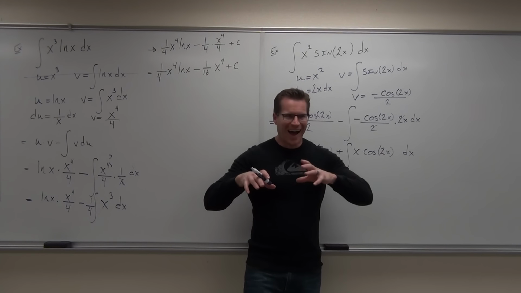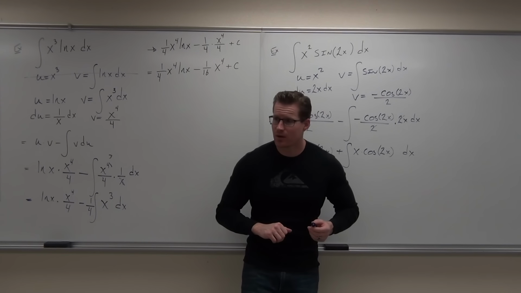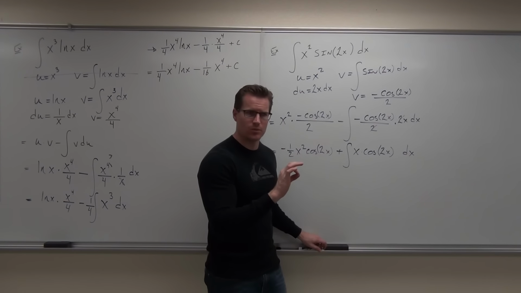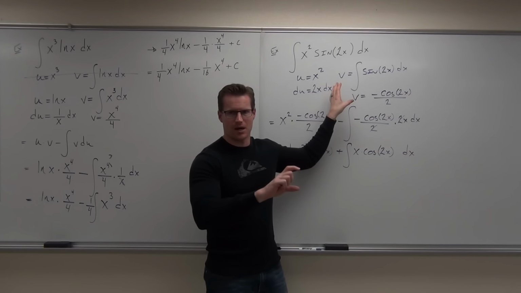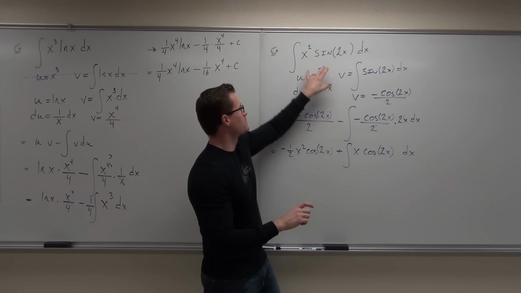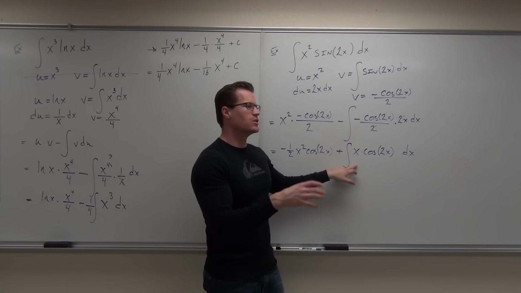Parts. You can do it again. Are you kidding? Now, don't screw this up. Pick the same thing for u that you did here. The same thing. It should be reduced by a power. Do you see that? This is basically the same, except instead of x squared, you get an x. That's how you know you did it right.